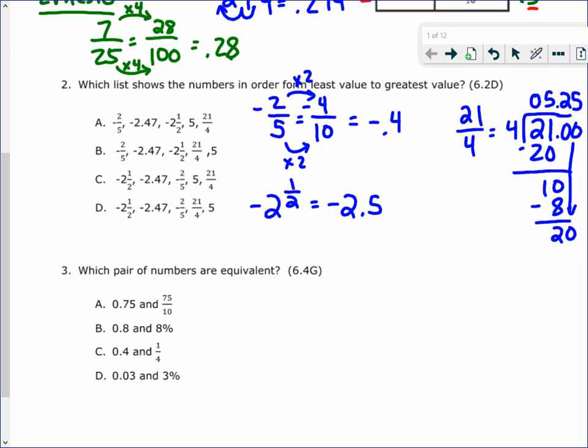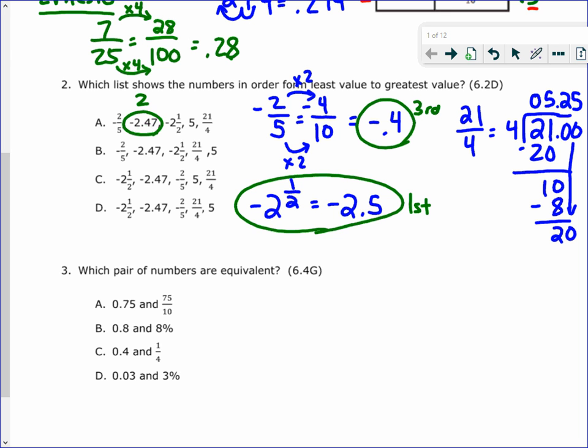So the smallest or the biggest negative, remember the biggest negative is actually the smallest value. So it'd be negative 2.5. So this right here is going to be our smallest. So that's going to go first. The negative 2.47 is right below that. So that'll be second.